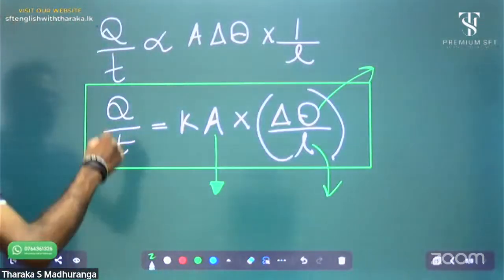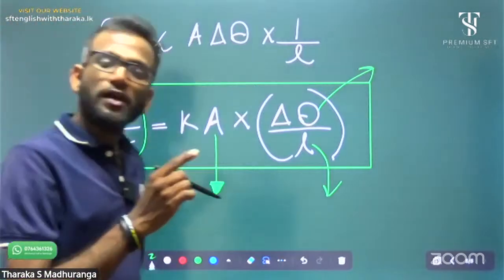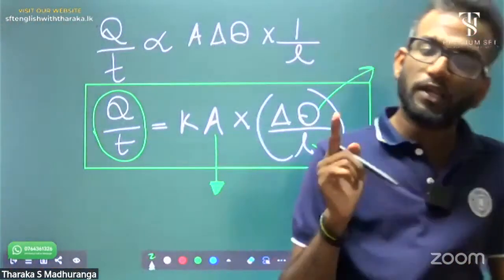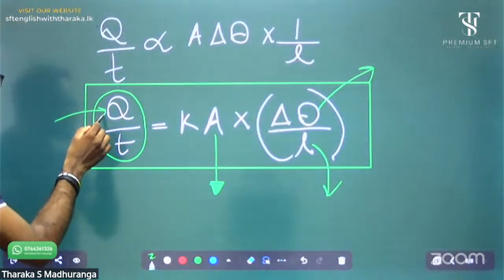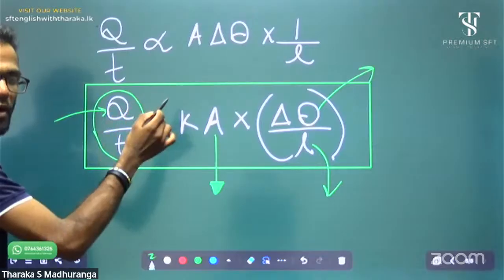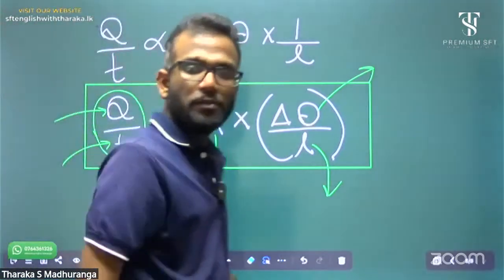If you take Q over T as one term, it is the thermal conduction rate. If you take them separately, Q is the conducted heat amount and T is the time consumption.